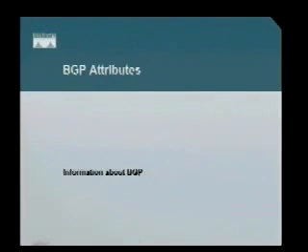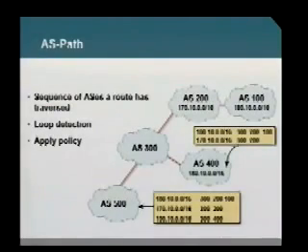Okay, next thing I want to look at for BGP are the BGP attributes. I've subtitled it as information about BGP. With every prefix that gets announced between different autonomous systems, you have a whole list of other information that can get sent with the prefix as well. First one I want to look at is called the AS path.